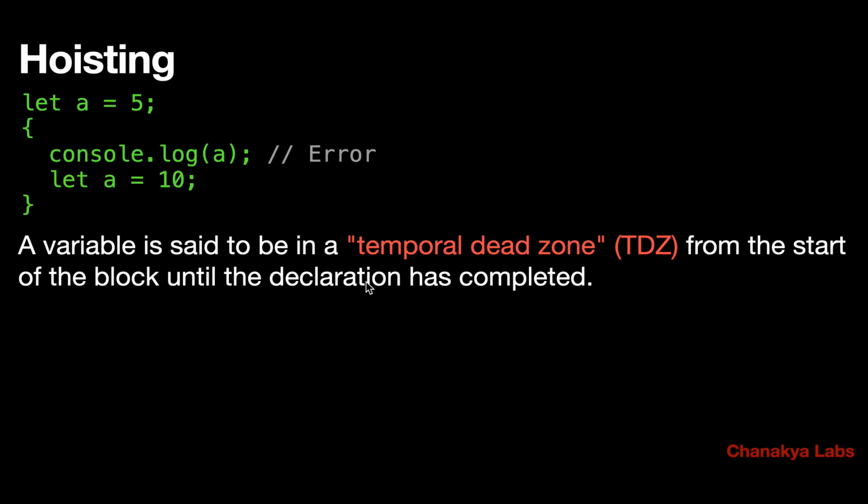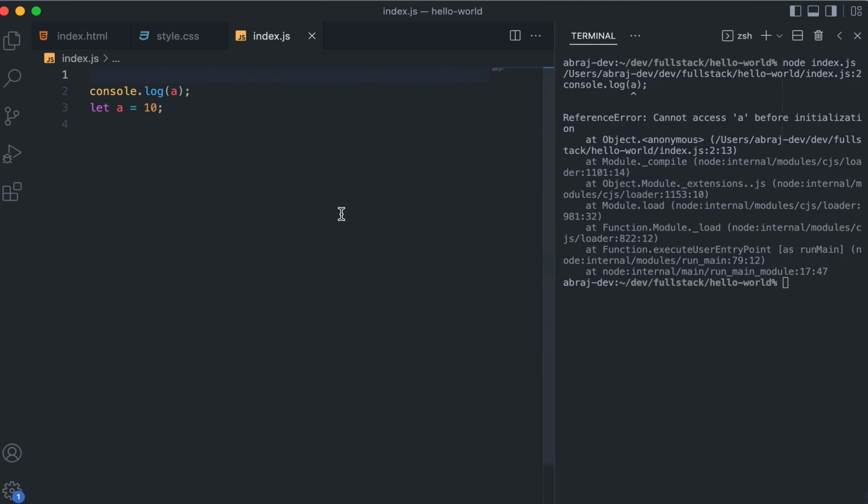So this sort of behavior, and the state of variables where this is happening, is called the temporal dead zone, TDZ, right? From the start of the block until the declaration has completed, that whole area is called the temporal dead zone. So you can understand that from the beginning till here is the temporal dead zone for A. From top to that place, right? This thing applies to any scope.